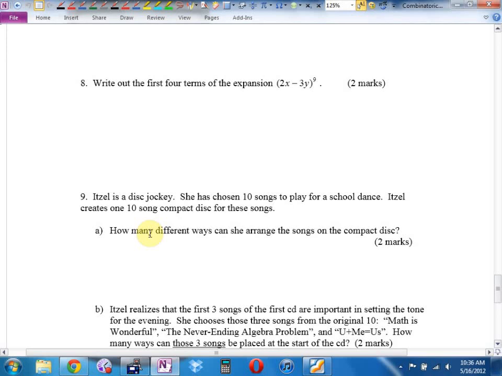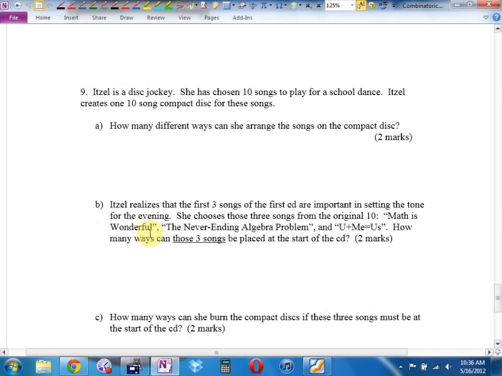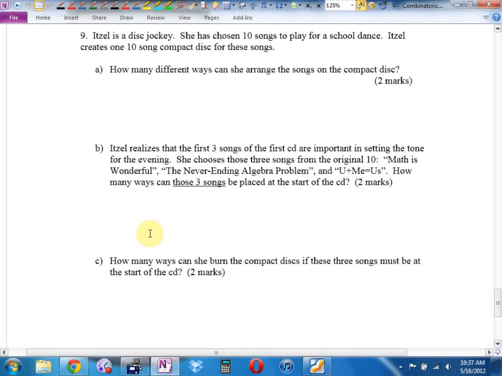Number 9, Itzel is a disc jockey. She has chosen 10 songs to play for the school dance. Itzel creates one 10-song compact disc. How many different ways can she arrange the songs? B, Itzel realizes that the first 3 songs of the CD are important in setting the tone for the evening. She chooses these 3 songs from the original 10.